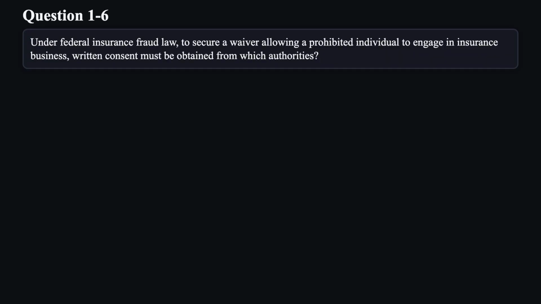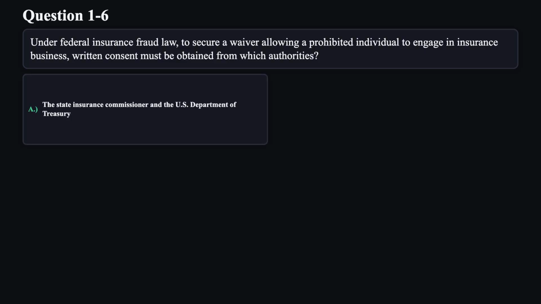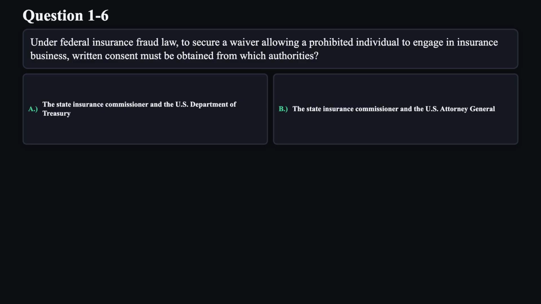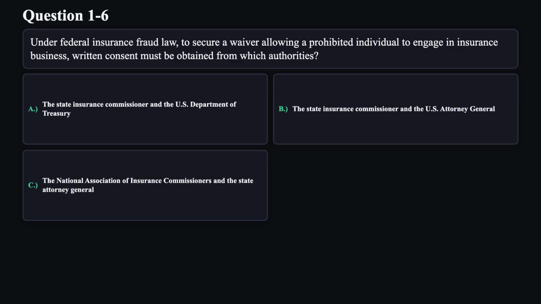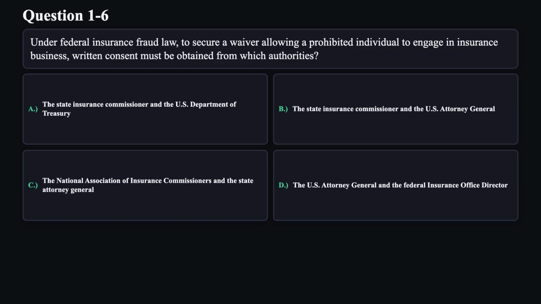Question 6. Under federal insurance fraud law, to secure a waiver allowing a prohibited individual to engage in insurance business, written consent must be obtained from which authorities? A. The State Insurance Commissioner and the U.S. Department of Treasury. B. The State Insurance Commissioner and the U.S. Attorney General. C. The National Association of Insurance Commissioners and the State Attorney General. D. The U.S. Attorney General and the Federal Insurance Office Director.